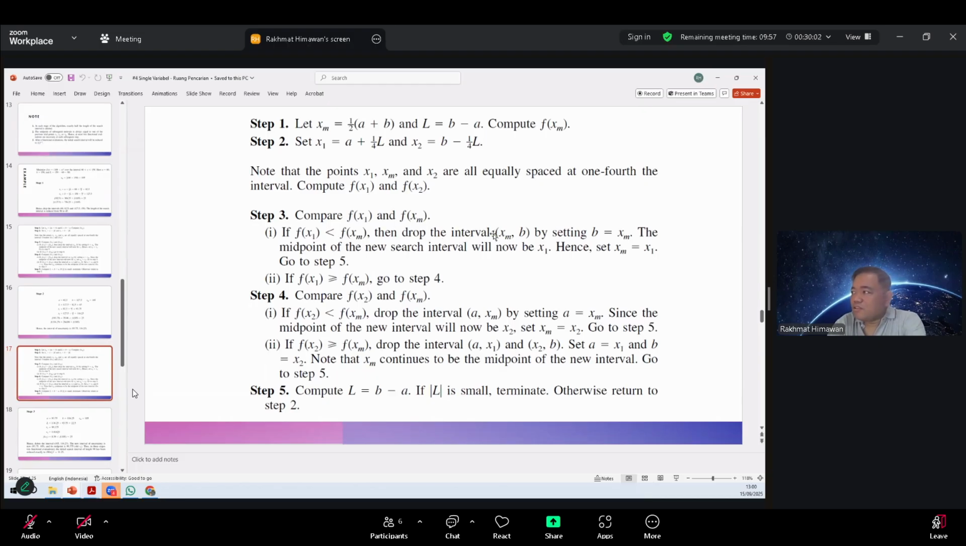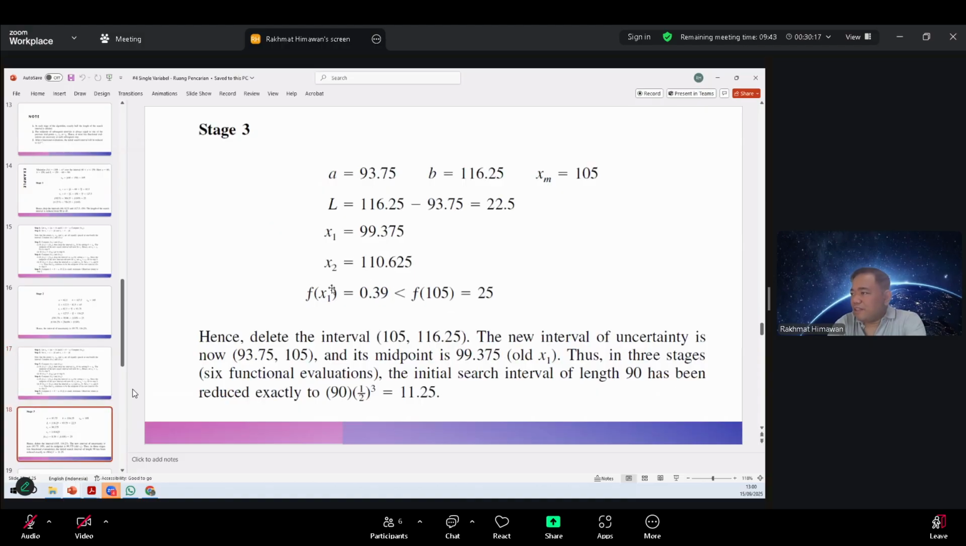We will go here. Drop the interval x and b by setting b equal to xm. Then the midpoint of the new search will now be x1, and hence xm is equal to x1. So we see that this is lower now. We like this part. We don't like this part. So the interval now, we delete 105 above. Before, the interval was until 116. Now we make the new b become 105. The new interval starts from still the same a, 93.7, but the new b now is 105.